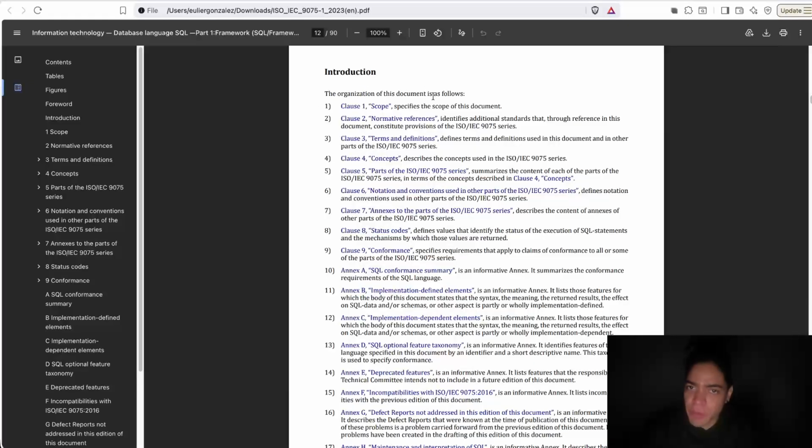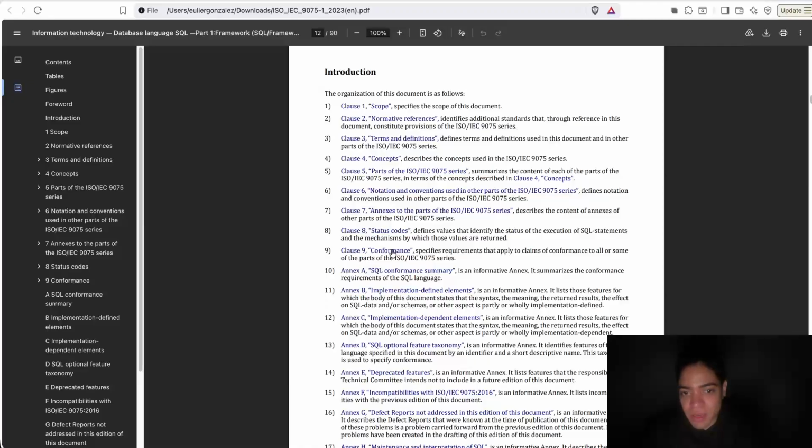The organization of this document is as follows. You have the scope, which defines the scope of this document, normative references, terms and definitions, and concepts, part of the ISO 1970 series, as well as the concepts, notation and conventions using other parts of the ISO IEC 1970 series. Status codes define values that identify the status of an execution of an SQL statement and the mechanism by which those values are returned.